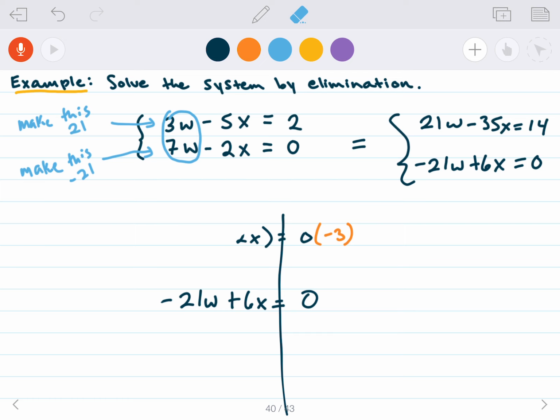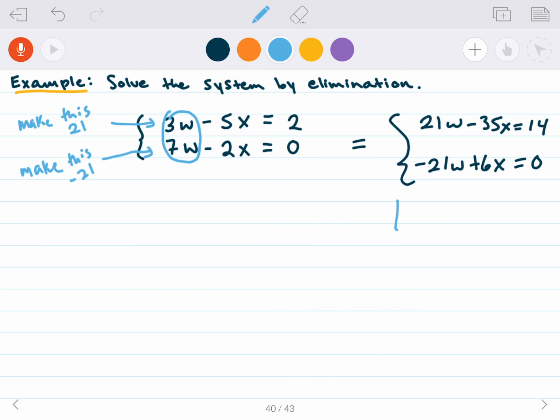So my system, an equivalent system that I got just by balancing the seesaw, is on the right. And from here, I can go ahead and add these because of the opposite coefficients. When I do that, those cancel. Negative 35 plus 6 is going to give us a negative 29x. And 14 plus 0 is going to give me 14 on the right. I'll divide both sides by negative 29 to give me x equals, let's see, negative 14 over 29. That can't be simplified.